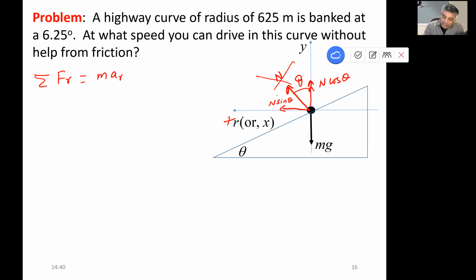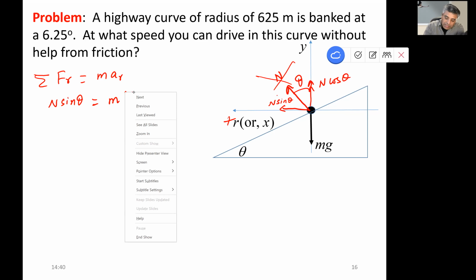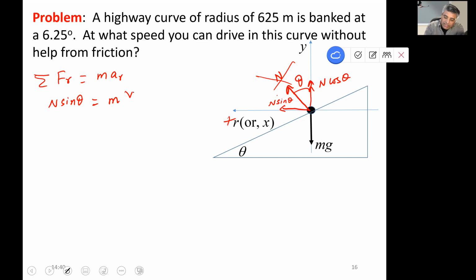And we are choosing this as positive, which means N sine theta is positive. M and a_r is v squared over r. Remember, this acceleration is centripetal acceleration as well, radial acceleration. It points towards the same direction as the force. So that's why we don't need to worry about signs here when we have just one force and acceleration there, okay? So that's that.